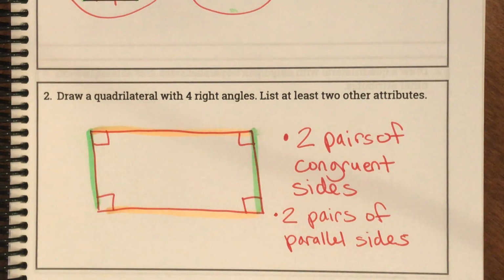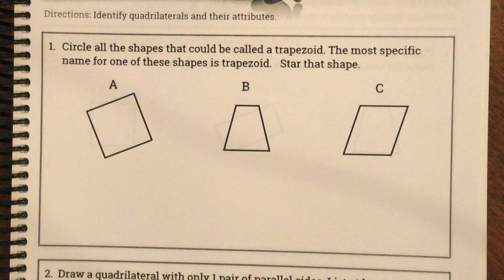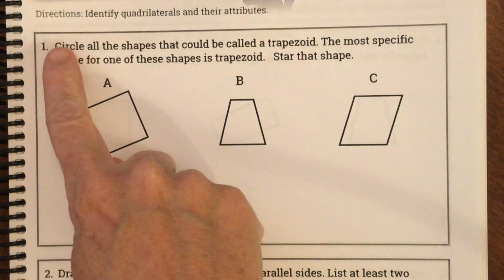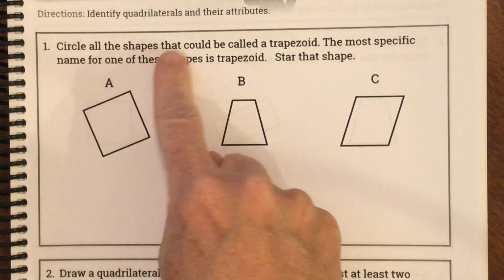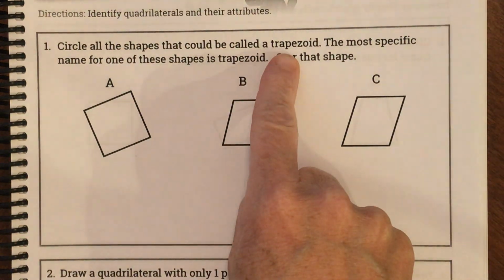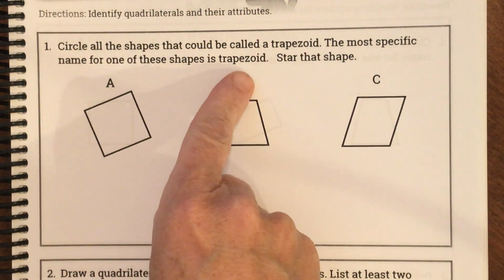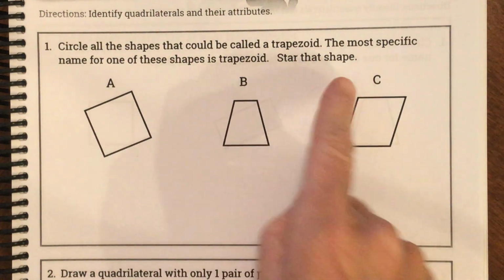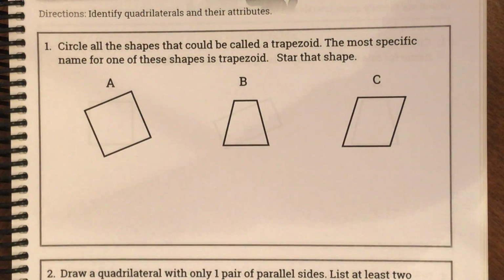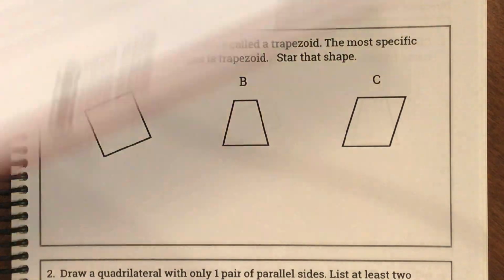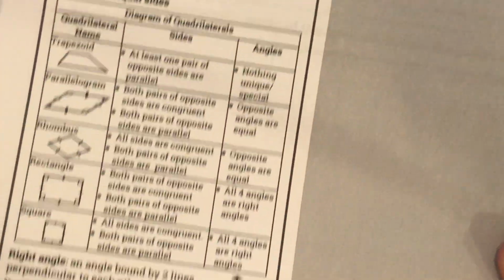Let's try some of these together, friends. We are on page 8, and here's our problem. It says, circle all the shapes that could be called a trapezoid. The most specific name for one of these shapes is a trapezoid. Star that shape. Okay, so you can use your rules if you need to. If you don't know what the rules of a trapezoid are, you can look here and look them up.